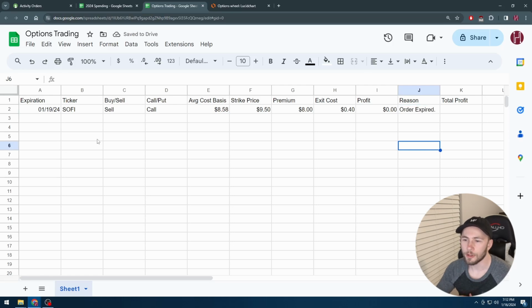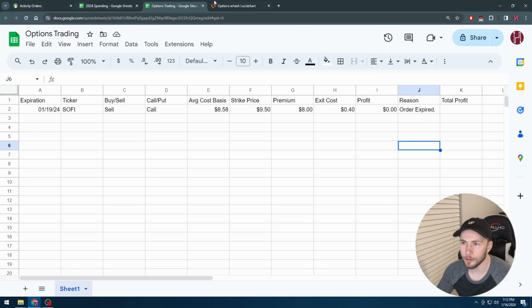That could be because volume wasn't high enough, demand wasn't there when we put in the order, or the different variables of the order, such as the strike price or the expiration date, just didn't end up being what people wanted, therefore the order expired.